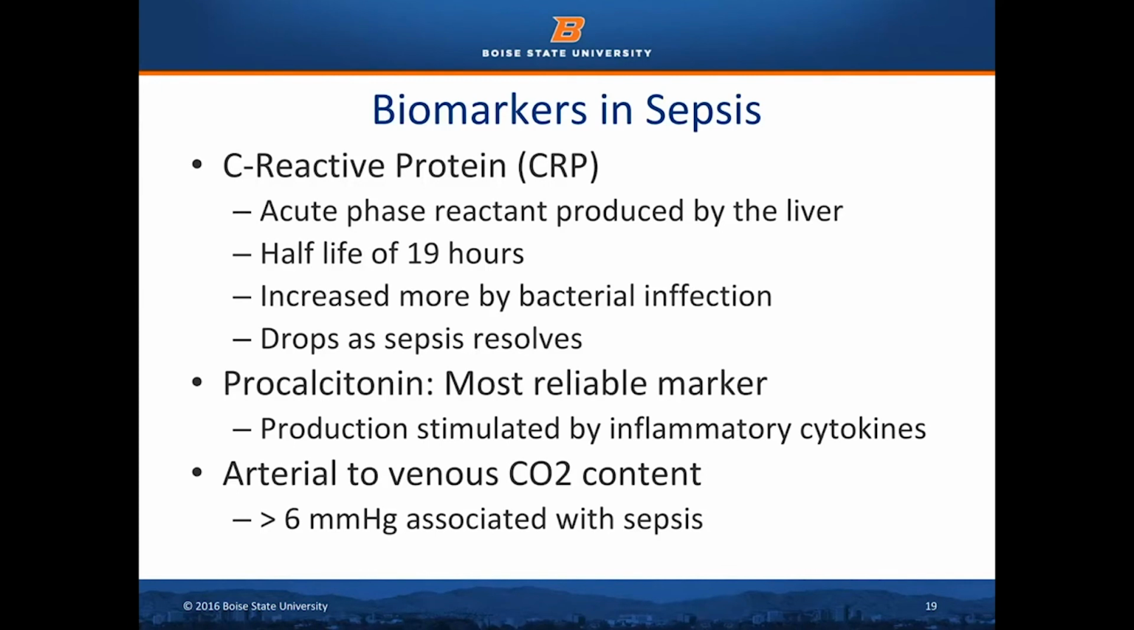Another one that you'll see out there is the arterial to venous CO2 content. That's less predictive than the other two, but we do tend to see more of a gradient between venous and arterial CO2 in patients with septic shock. But that's true in pretty much any hypoperfusion situation.